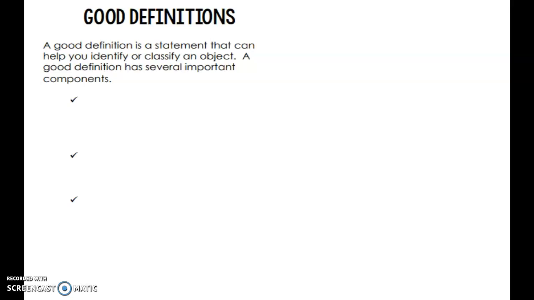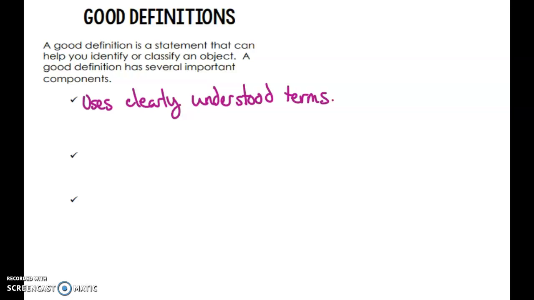All right, so let's talk about good definitions in geometry. So a good definition is a statement that can help you identify or classify an object. So it has several components. First of all, it uses clearly understood terms. So we can't talk about an angle or two lines being perpendicular if we don't know what the word perpendicular means. So it uses terms we've already learned because we have to have knowledge of the words to have the definition make any sense. It must be precise.